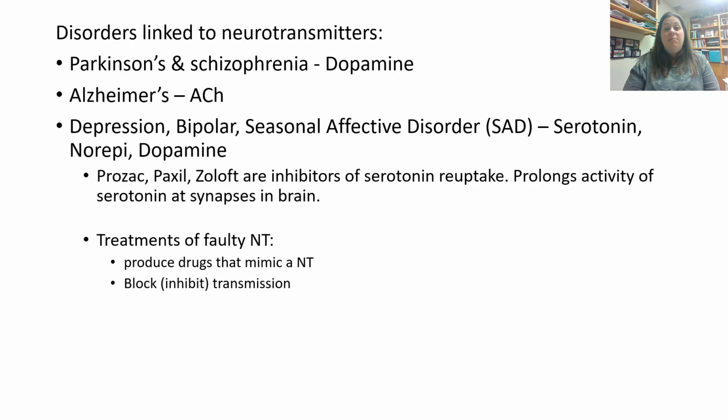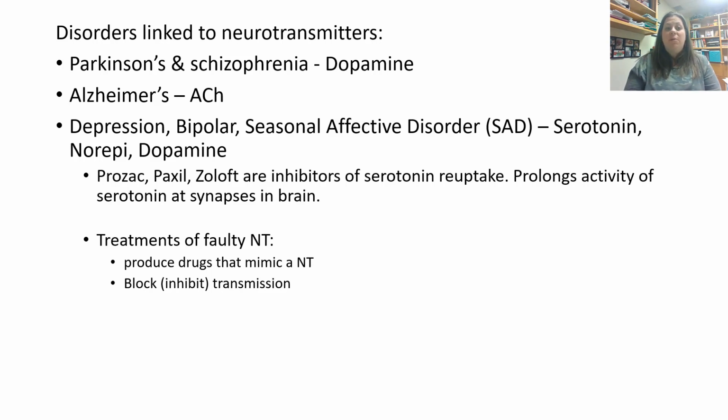Now, we do know that there are some disorders that are linked to neurotransmitters. This includes Parkinson's and schizophrenia. We know these are linked to the neurotransmitter dopamine. Alzheimer's, there is a link to the acetylcholine neurotransmitter. Depression, bipolar, or what we call seasonal affective disorder, or SAD, is linked to serotonin, norepinephrine, and dopamine.